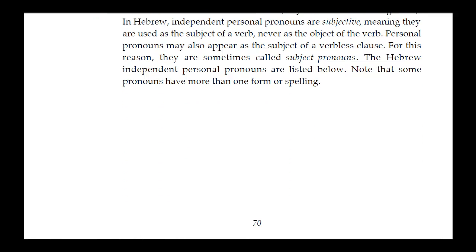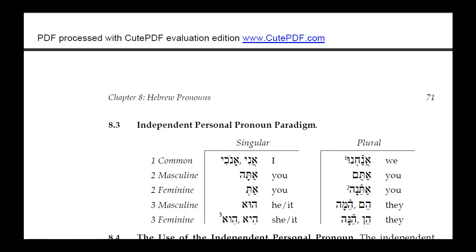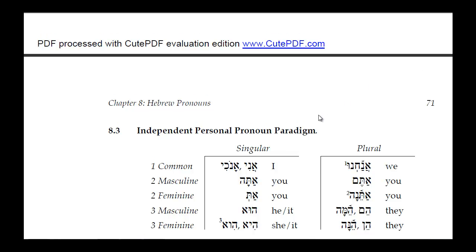Let's look at some of the personal pronouns in the Hebrew here in this paradigm chart. When we talk about first, we're talking about I, and when we talk about second, we're talking about you, singular, or you, plural. Then third, we're talking about he or she, or in some cases it. Here we have both singular and plural. In the first person, common, which doesn't refer to any gender, it can be both male or female.